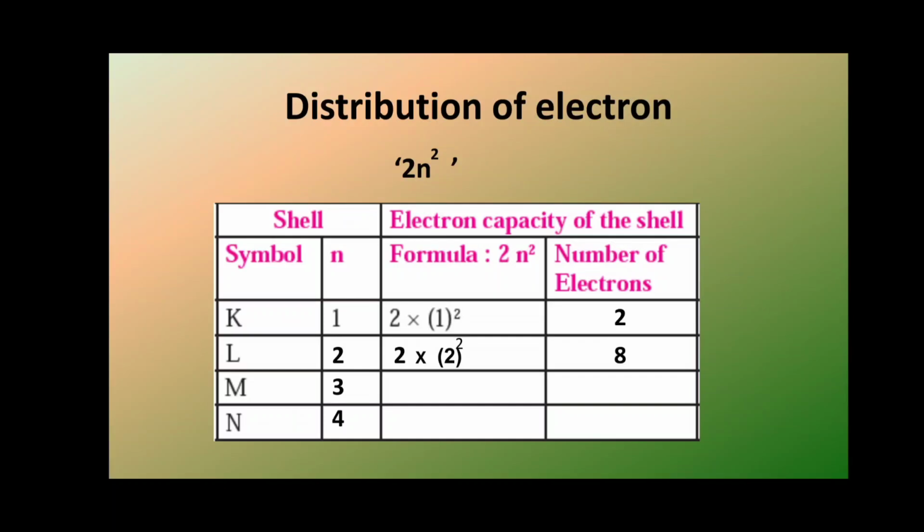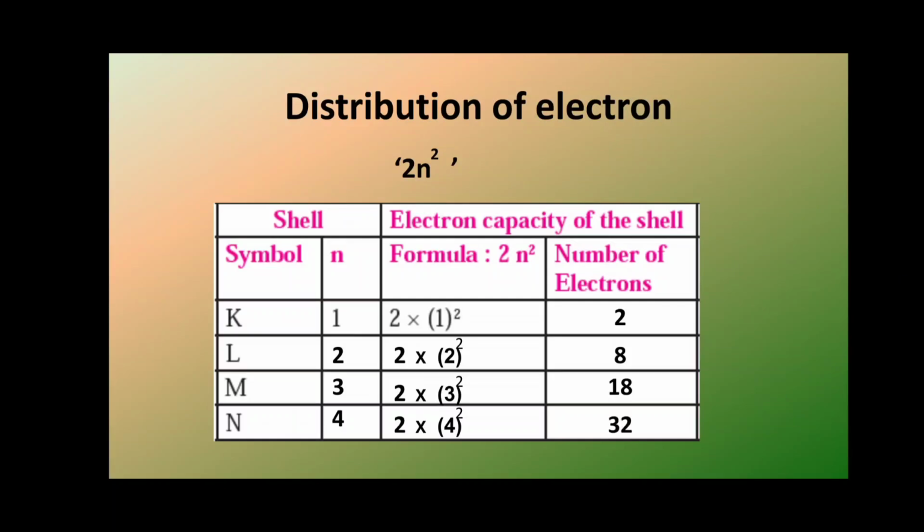Then the L shell, its ordinal number is 2. So according to the formula 2n square, it will be 2 into 2 square. The answer is 8. So the number of electrons that can occupy that shell will be 8. Then the M shell, ordinal number 3, according to the formula 2n square, 2 into 3 square. 3 square is equal to 9, multiplied by 2 is equal to 18. So here we can conclude that this M shell, which is the third shell, will contain 18 electrons in it.